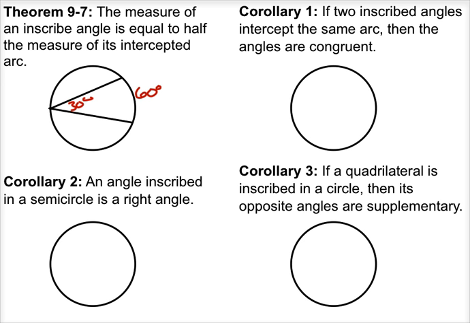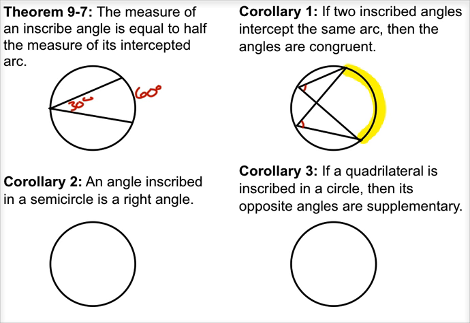Corollary 1. If two inscribed angles intercept the same arc, then the angles are congruent. So say I have an arc that big, and I want to draw in some inscribed angles. Let's say one inscribed angle is up here, and the second inscribed angle comes over here. These two inscribed angles should be the same size, and the reason I know that is they're both half the size of the same arc.